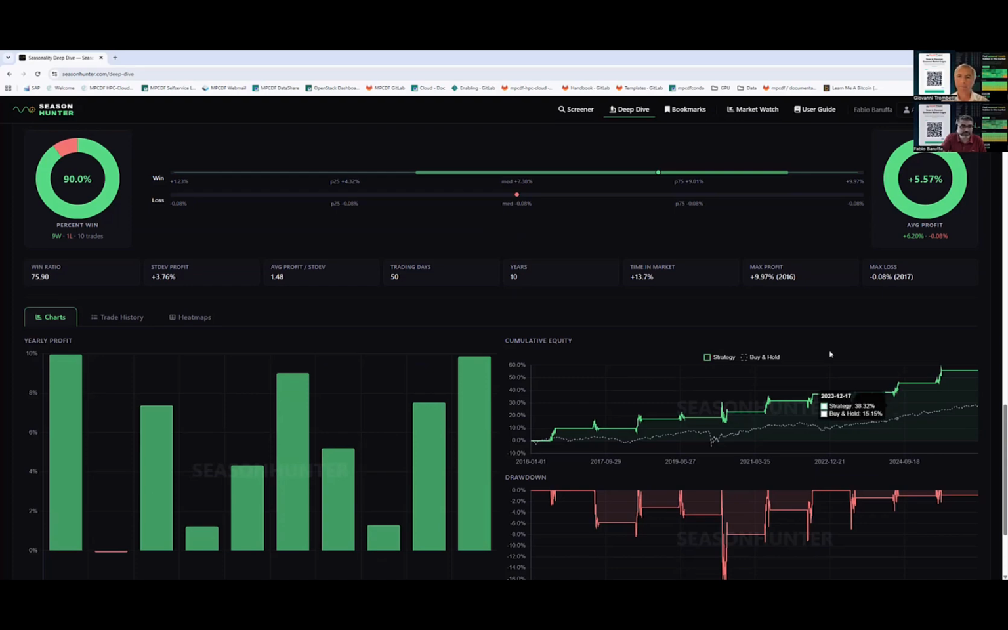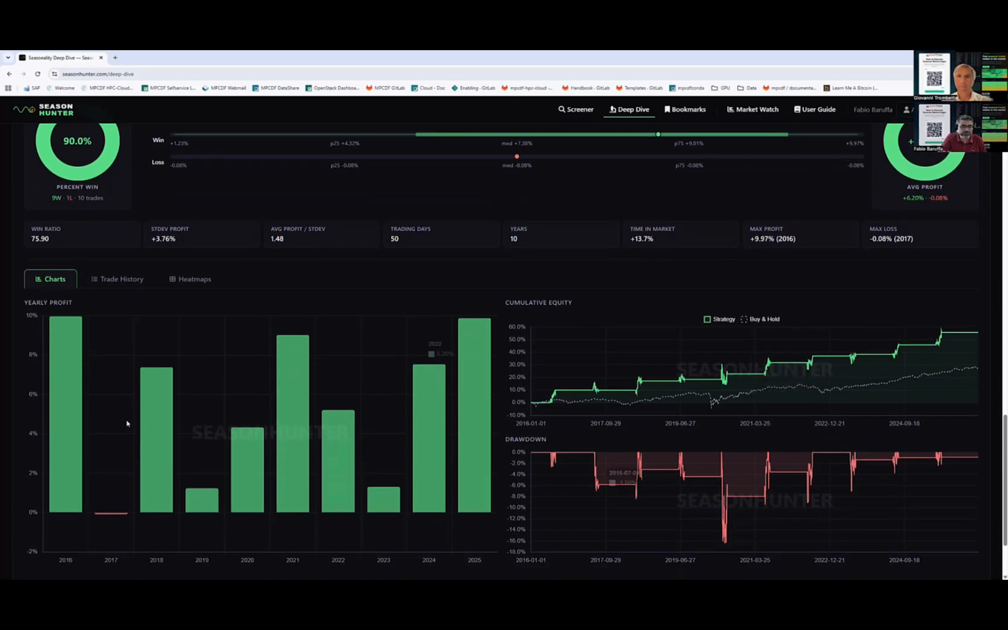Yes, indeed. Nice. Then you have the bar plot for each year. Then you have the cumulative equity and the drawdowns. You have a comparison with the buy and hold. Actually, this is scaled on the time frame, because usually if you do this strategy, you are only 13% of the time on the market.